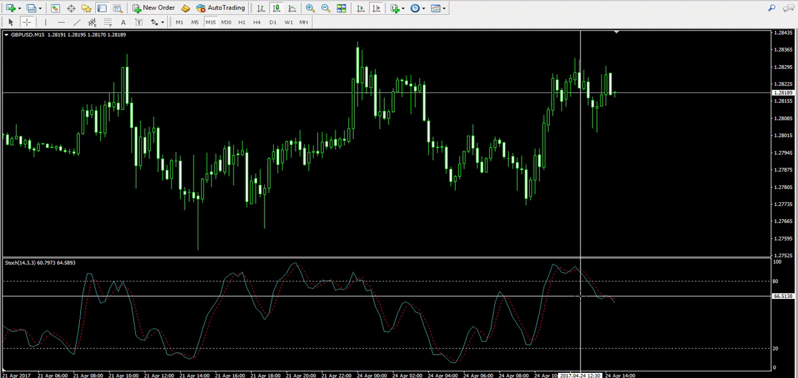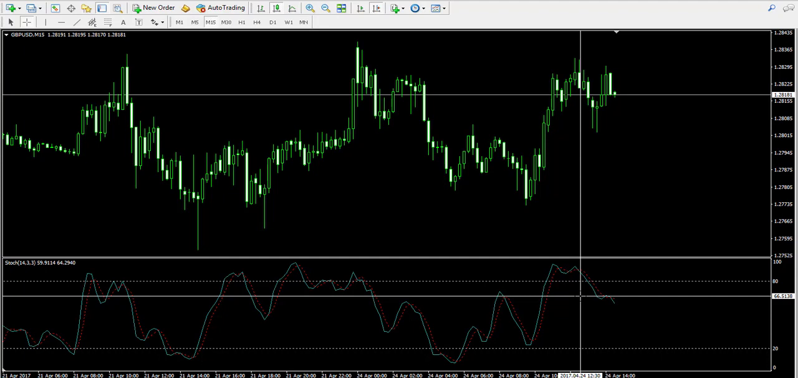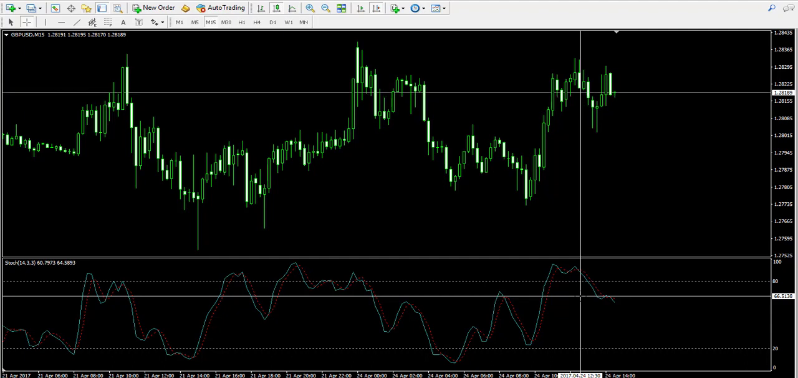So this line is the faster line, and it's being calculated by subtracting the lowest low of the look back period from the current price and then dividing the result by the highest high minus the lowest low, and the result you get you multiply by 100.